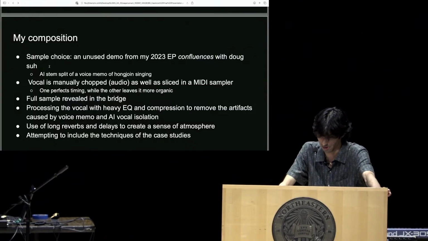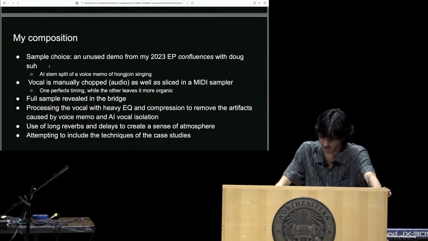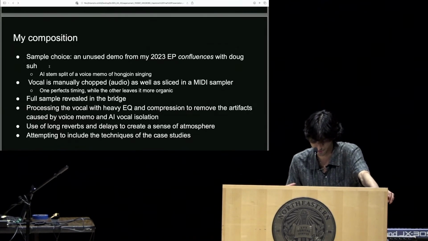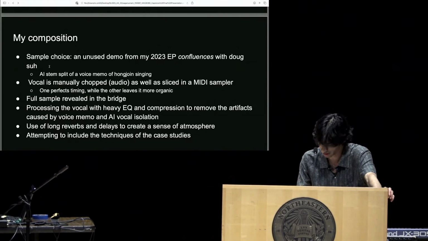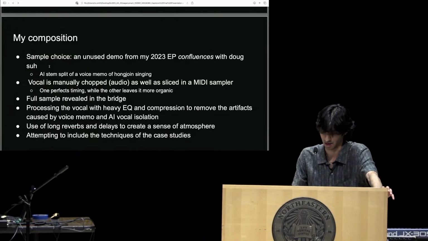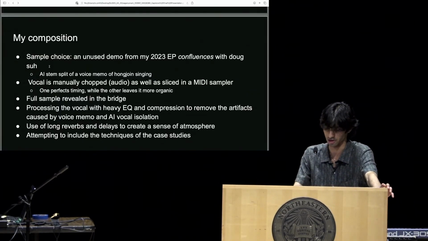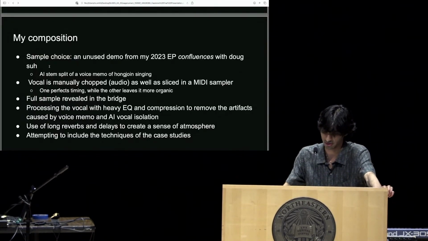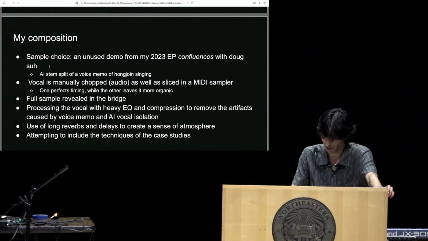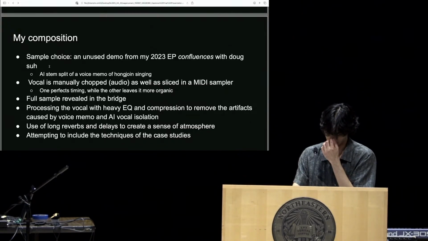So the sample I used was an unused demo from an EP I put out in 2023 called Confluences. It was a song that I made with my two very good friends, Doug Sa and Hong Join. I never received a proper vocal take from Join. He only gave me a voice memo of him singing on the beat. I was very eager to work on the song while waiting for him to record it properly and send it to me, which he never did. So I took the voice memo he sent me and used an AI stem splitter to have just the vocal. And then we never ended up finishing the song. I don't even know where it is or if I have anything of it to show.